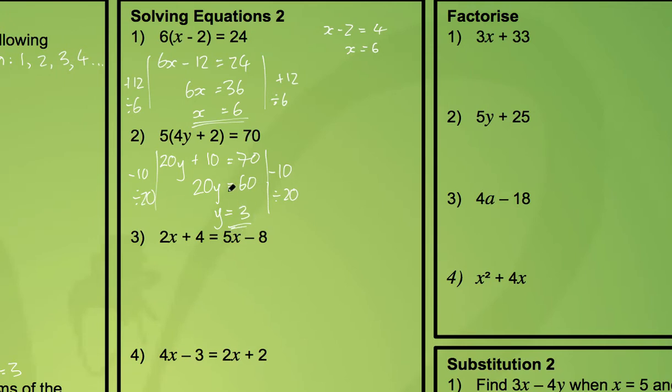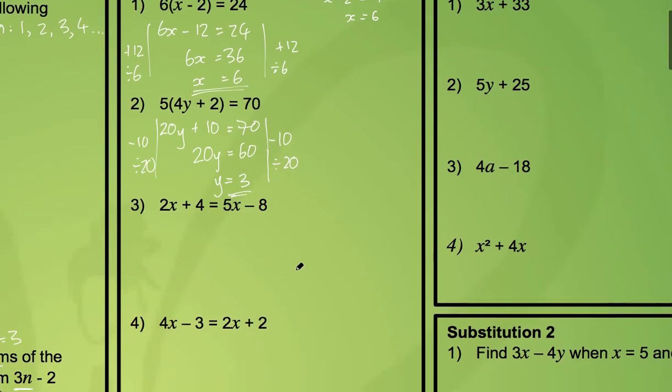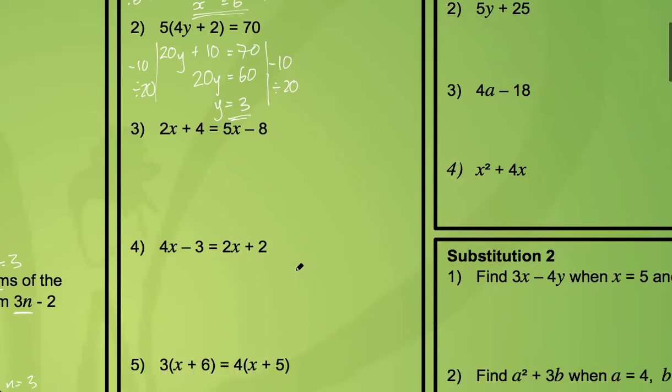Again, you could work backwards to check that one. If y is 3, 4 times 3 is 12, plus another 2 is 14, and 5 times 14 is 70, so that's correct. This one, question 3, we've got an unknown on both sides.